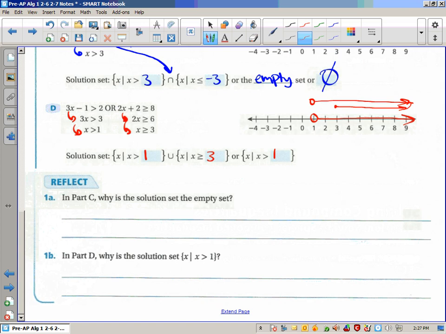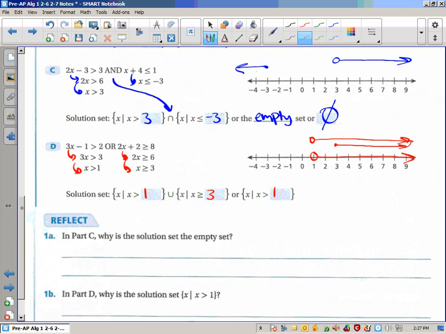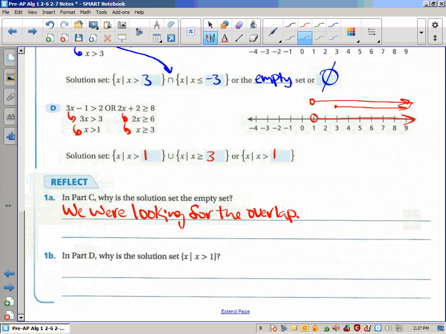So in part C, why did we get the empty set? We got the empty set because in and we are looking for the overlap. There is no overlap. So let me write that down.